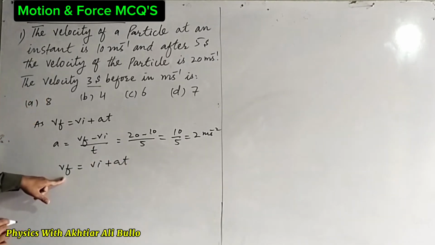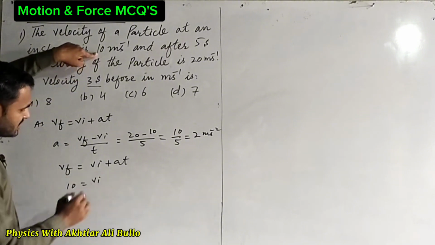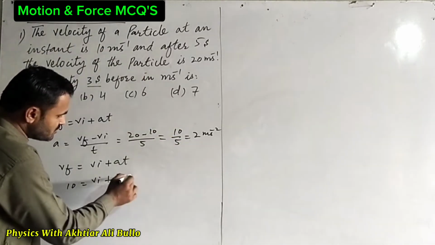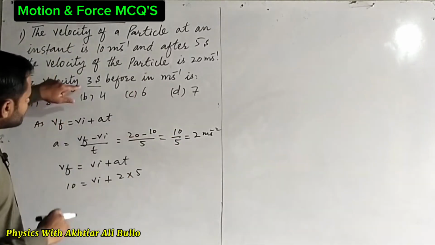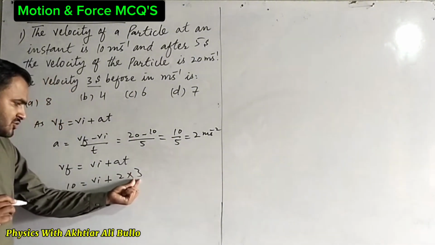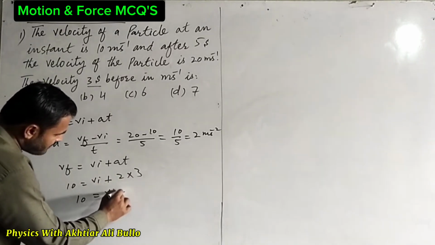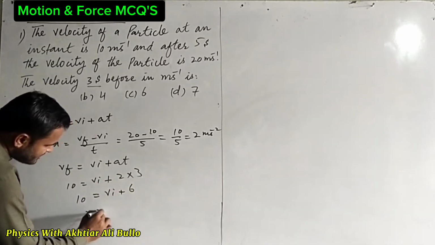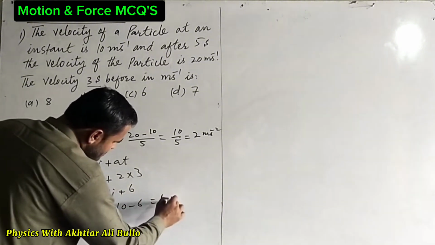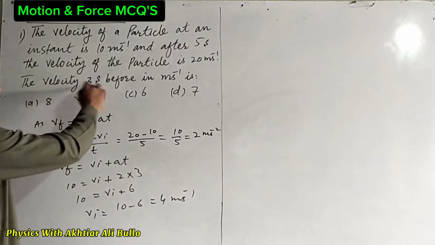So Vf is 10 meter per second and we have to calculate initial velocity, and we have obtained acceleration as 2 into time is 3 seconds. So 3 into 2 it will be 6. So 10 is equal to Vi plus 6. So Vi is equal to 10 minus 6 which is equal to 4 meter per second. So the correct option is B 4.